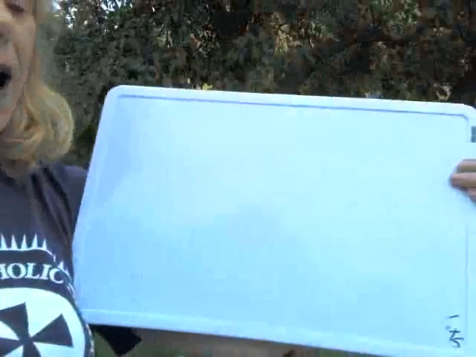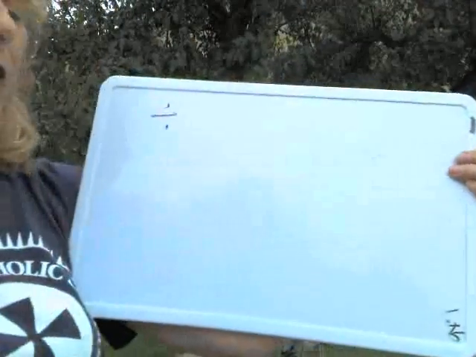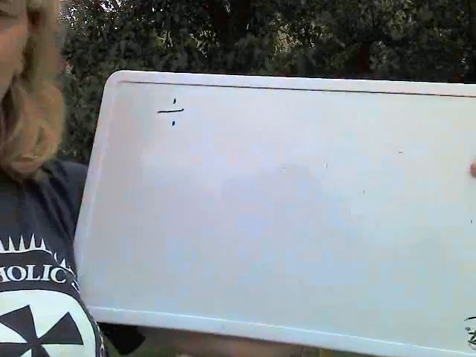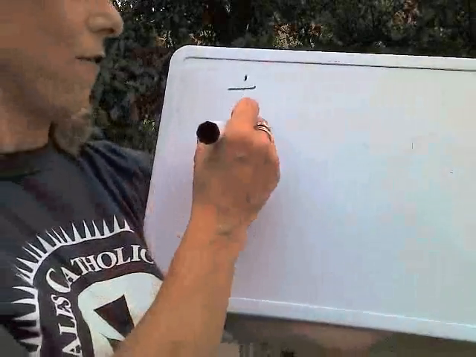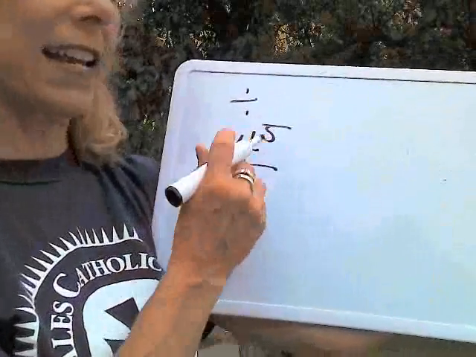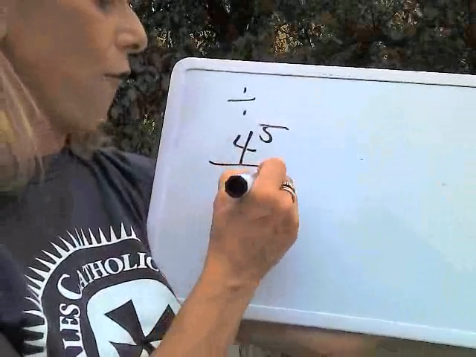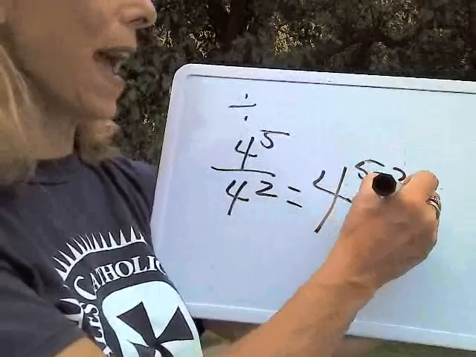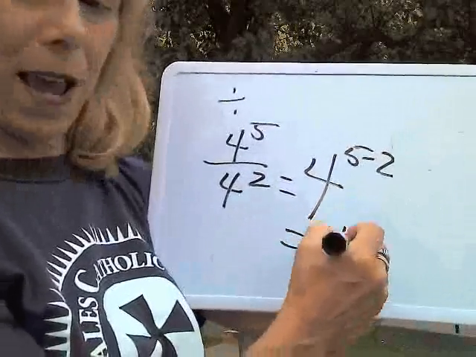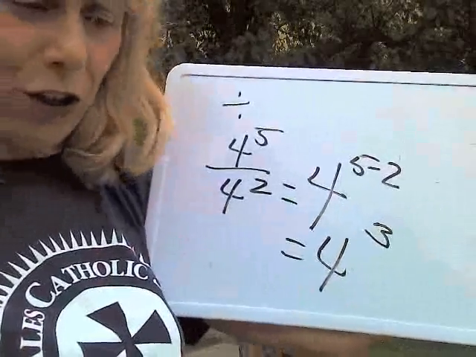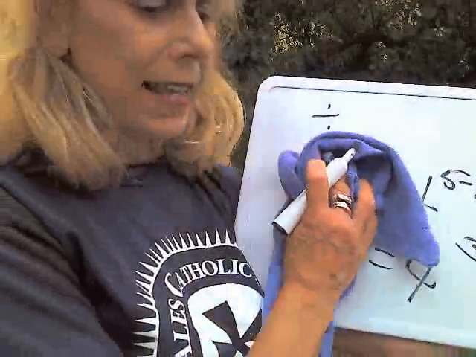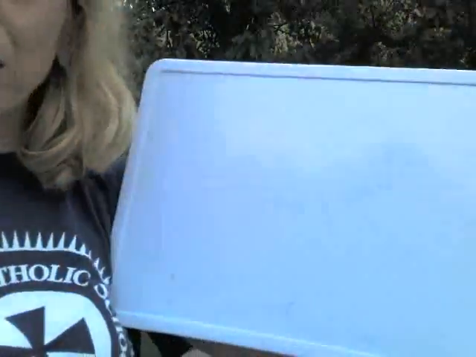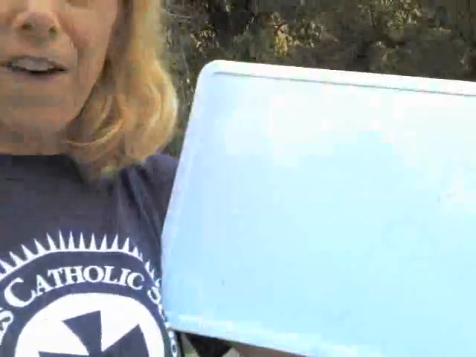Multiplication. What about division? Division is very similar to multiplication. If I had 4 to the fifth divided by, and we know that means division, 4 to the second, I write the base and now I subtract the exponents. So my answer is 4 to the third power. Again, if the exponents are different, you would have to multiply them out.